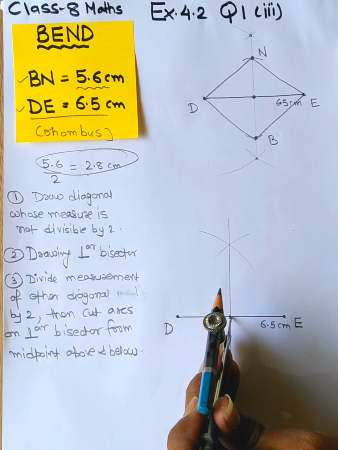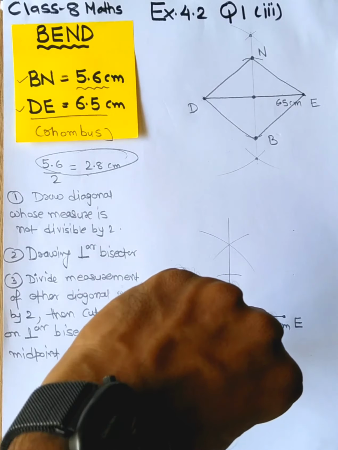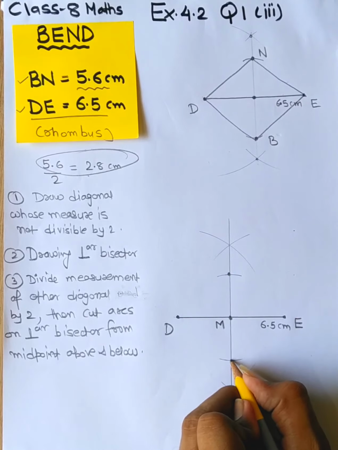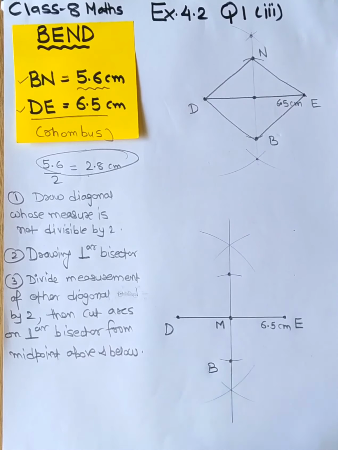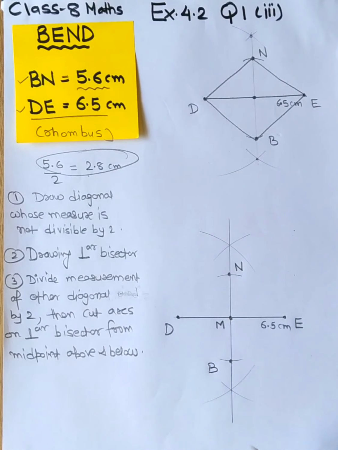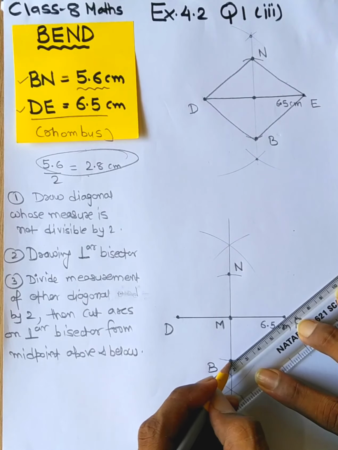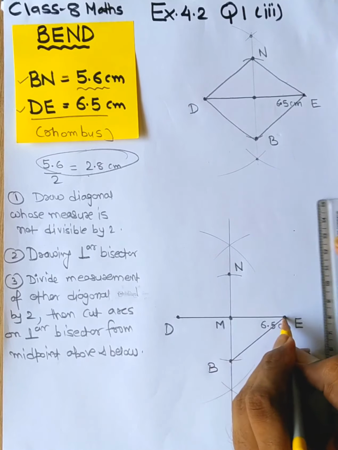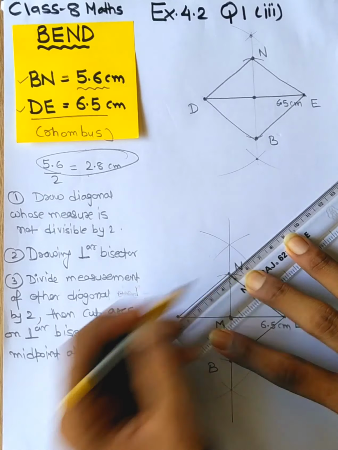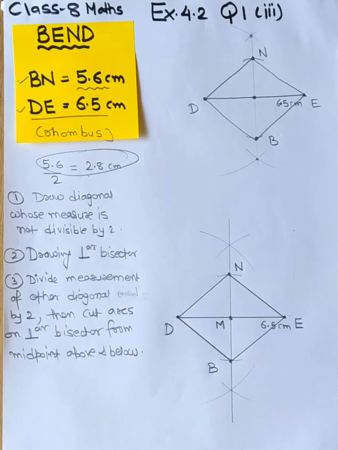So from M, now I am cutting 2.8 above and 2.8 below. So I got the remaining 2 points. The first one was B and the next one was N. So I got B, E, N and D. Now I will join each and every point. So here is BE, here is EN, here is ND and here is DB. So I got BEND, right?